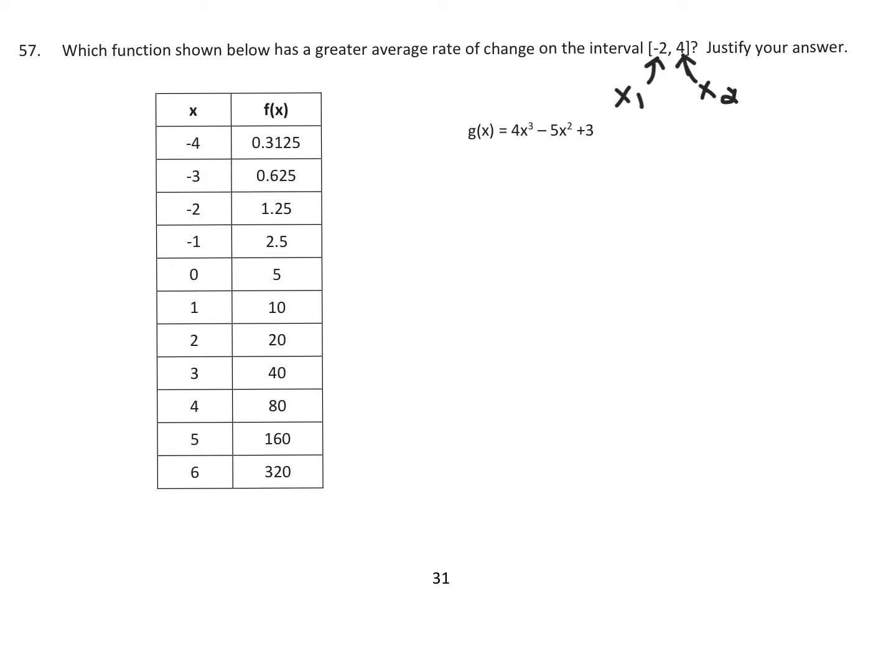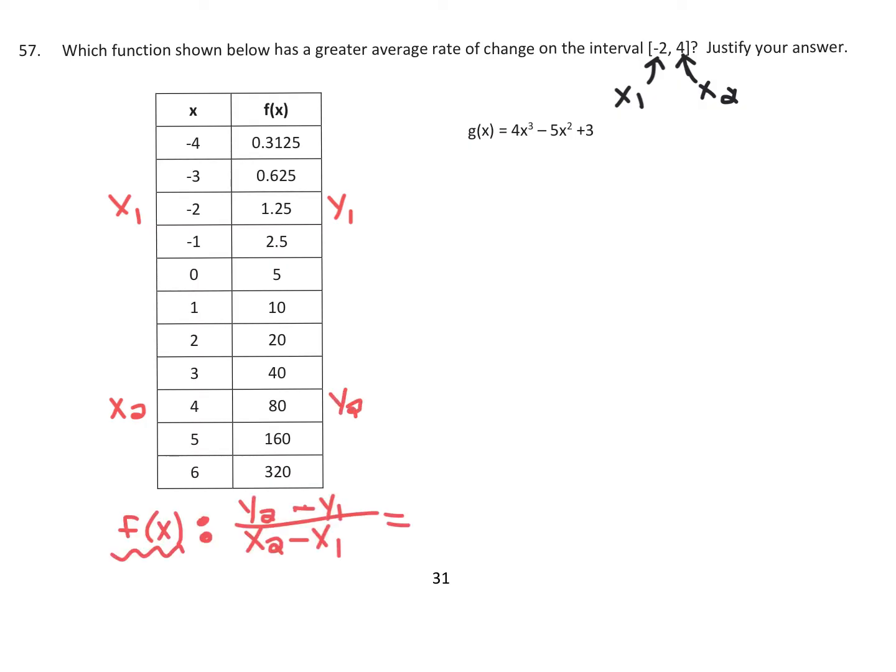Okay, so we're given two functions. One of them gives us a table of values, and one of them gives us the equation. Okay, so let's start with this one, f of x. So we know that our x sub 1 and our x sub 2 are -2 and +4. Okay, so -2 is x sub 1, and +4 is x sub 2. And then the y values that correspond with these would be our y sub 1 and our y sub 2.